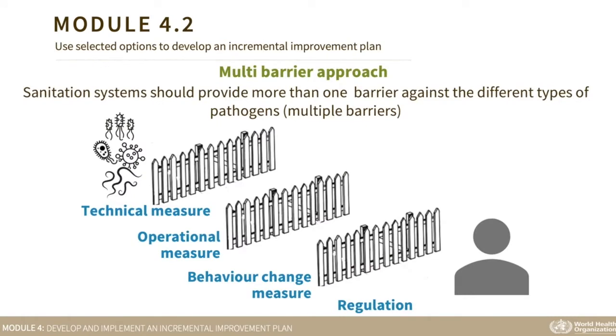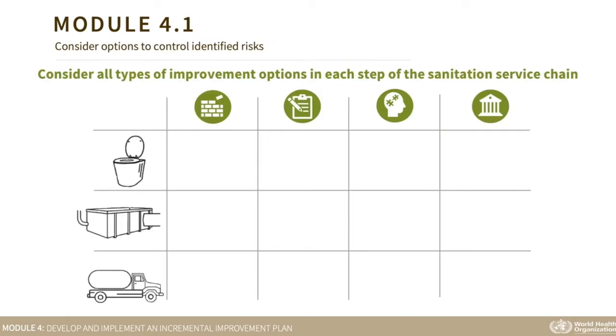Sanitation systems should provide a series of barriers against different types of hazards. It is always recommended to take a multi-barrier approach. Every time when considering improvement options, we need to think about all types of measures in each step of the sanitation system. For instance, at the toilet step, we might propose the installation of flush toilets.